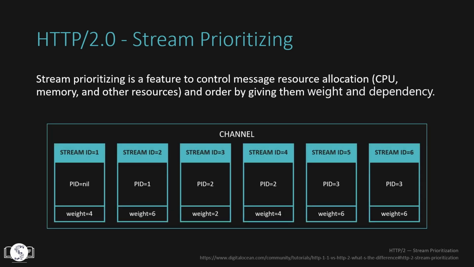In the illustration, the channel contains 6 streams, each with a unique ID and associated with a specific weight. We can assign a weight between 1 and 256 to each stream. The higher the number, the higher the priority. Stream 1 does not have a parent ID associated with it and is by default associated with the root node. All other streams have some parent ID.